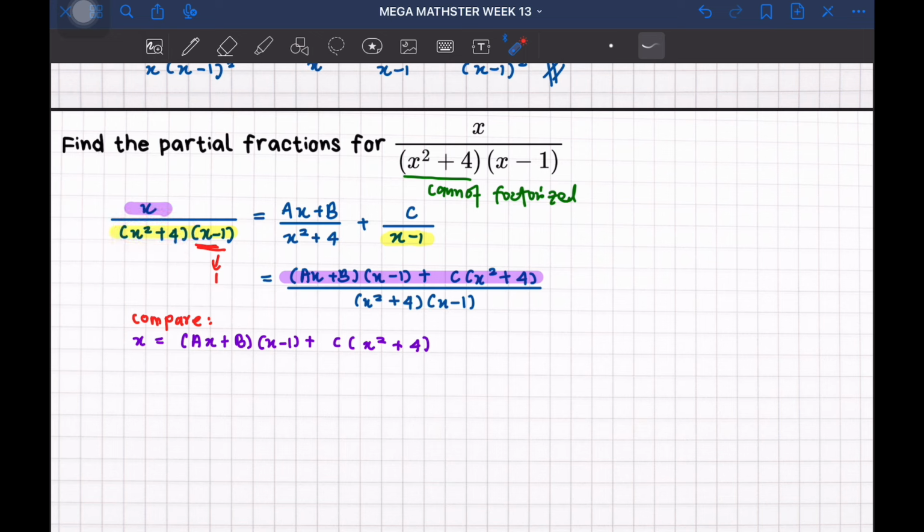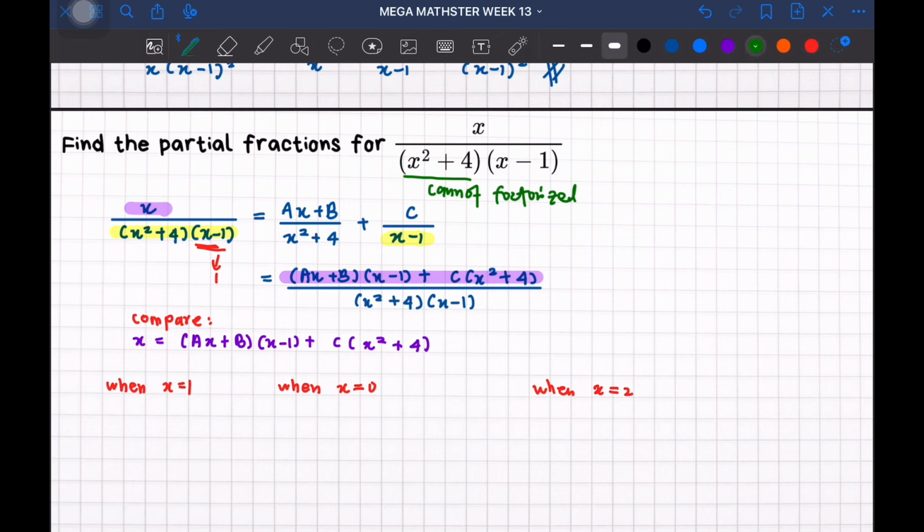Okay, but we need three values because we have three unknowns. So for the other two values, you can just use any value that you want. For me, the first value that I will use is x equal to 1. The second value that is easy will be x equal to 0. And the final value, I'm going to choose x equal to 2.